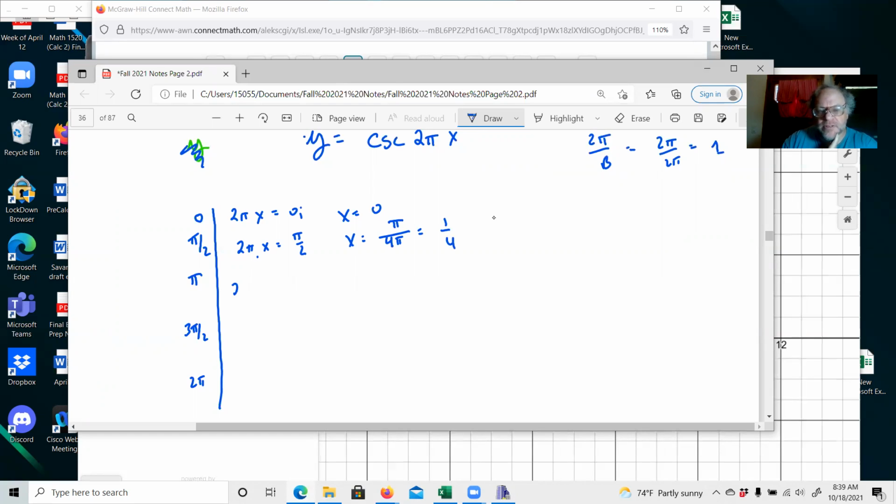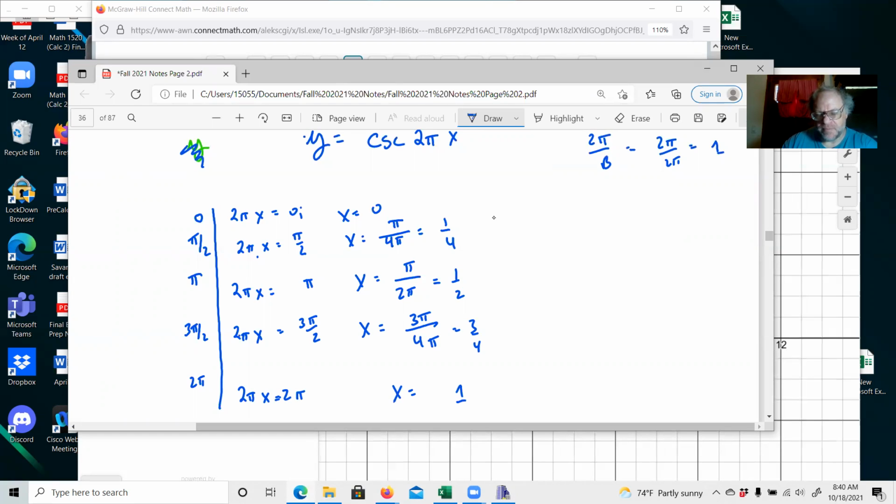Okay, so 2 pi x is equal to pi, so x is equal to pi over 2 pi, so this is going to be 1/2. Okay, 2 pi x equals 3 pi over 2, and x is equal to 3 pi over, again, 2 times 2 is 4 pi, so we get 3/4. And then finally, 2 pi x equals 2 pi, so x is equal to 1. All right.